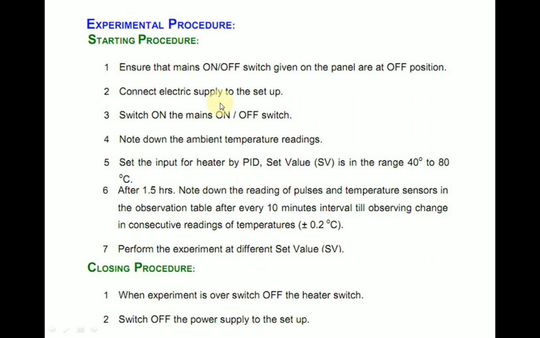Once we are done with taking the readings, we need to follow the closing procedure. For closing the experiment, we need to first switch off the heater power supply. Then after that we need to switch off the main power supply.